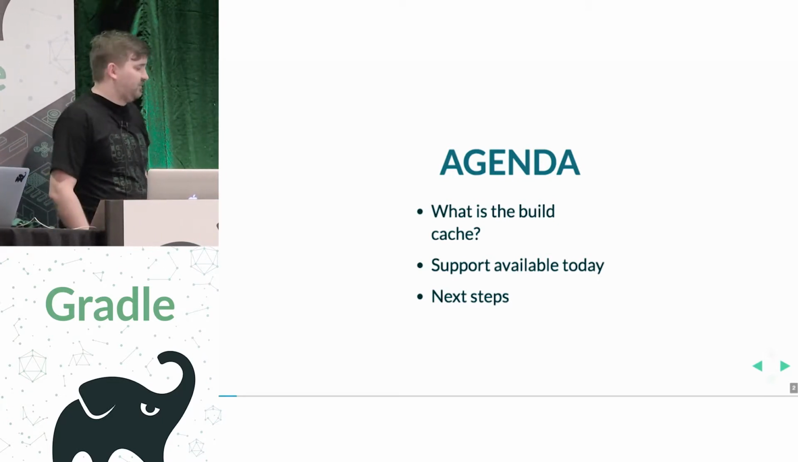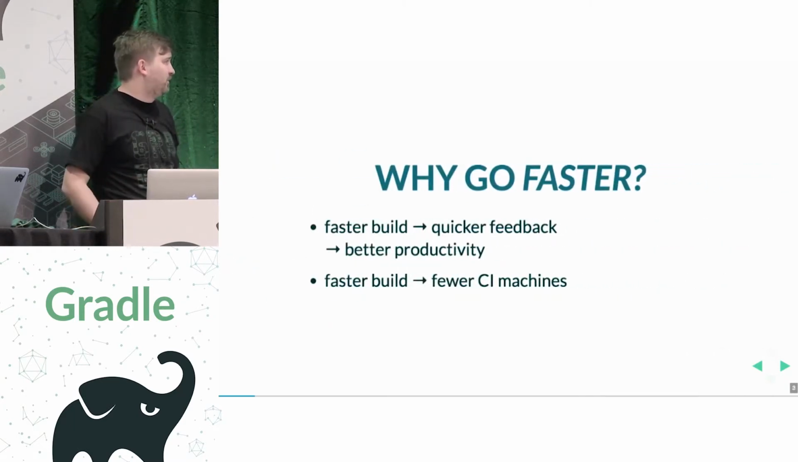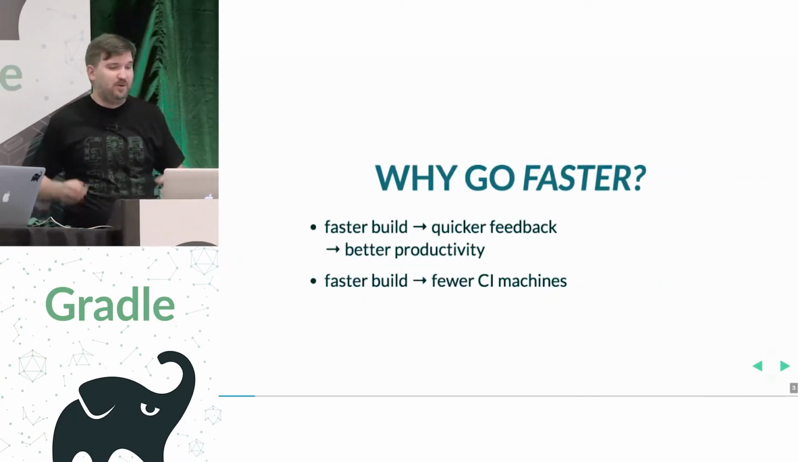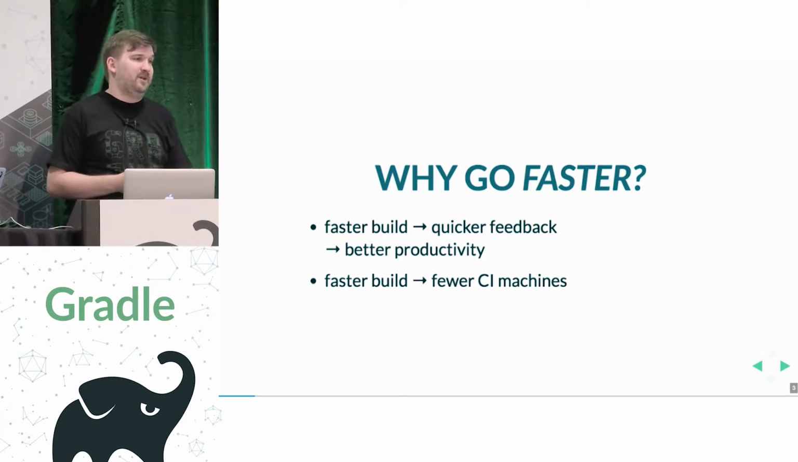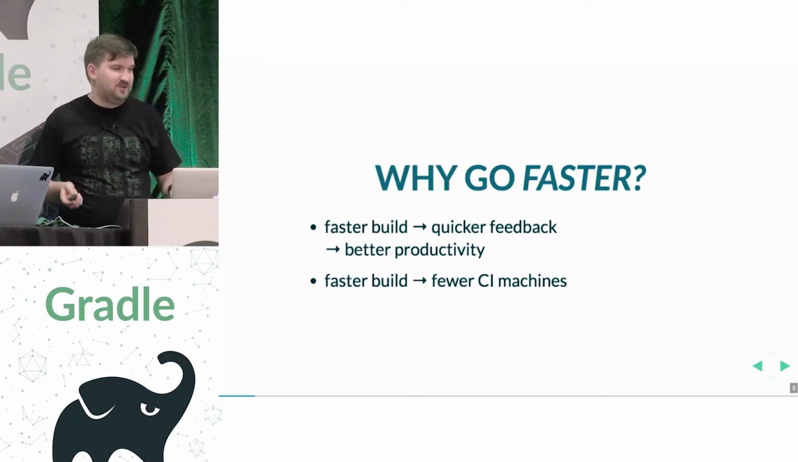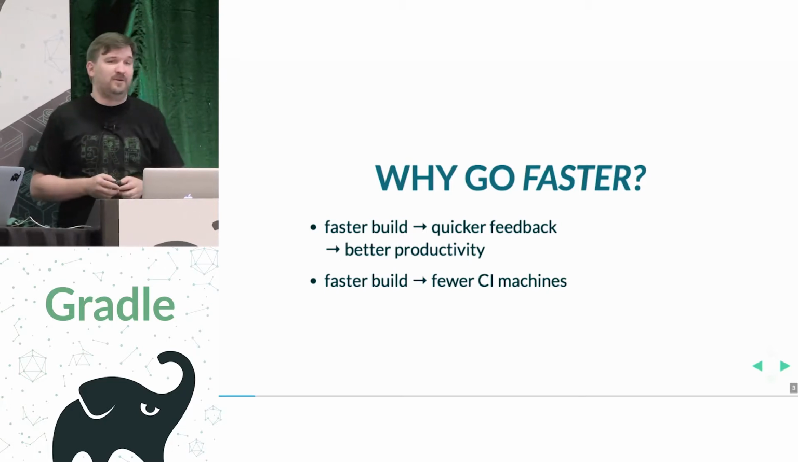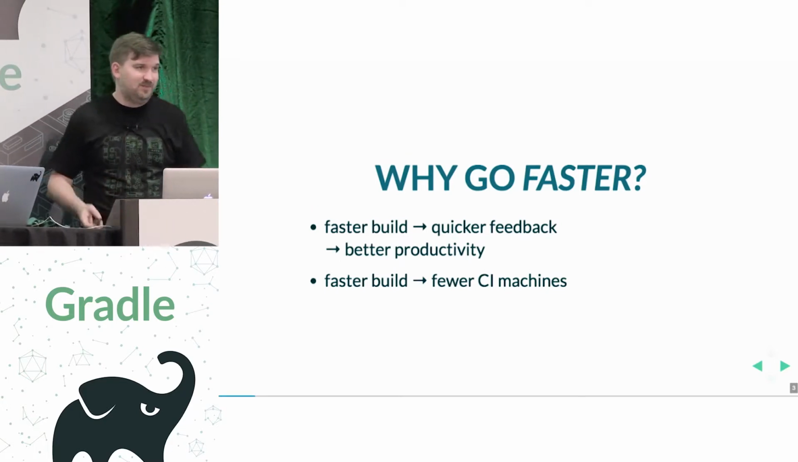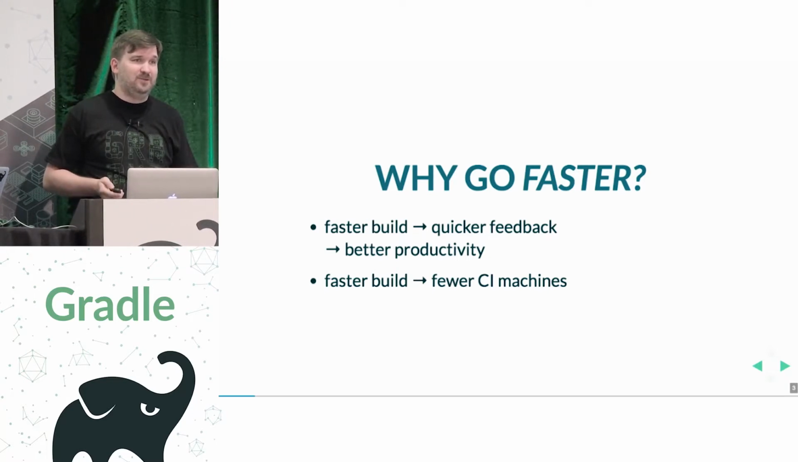So before we dive in, Hans already mentioned the importance of faster builds. It's important because it improves your productivity: developers are waiting less, they are getting out of the zone less often, and it's just so much better. And also you need to pay less for your CI infrastructure if you have significantly faster builds. So that's what we are trying to achieve here.